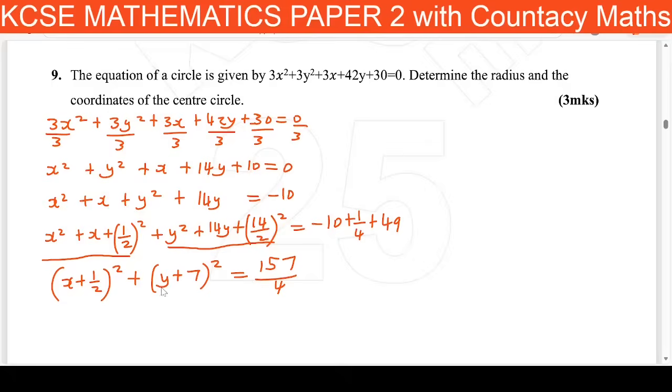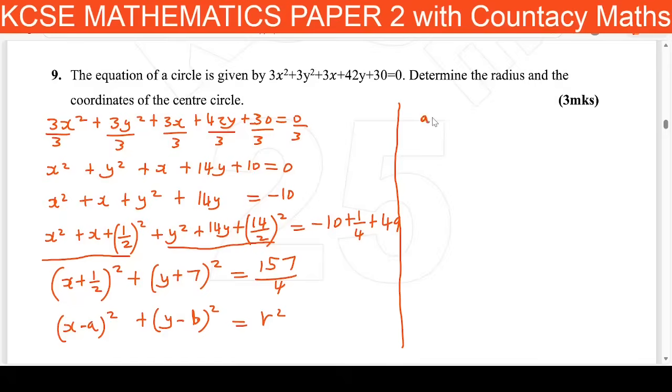So an equation of a circle looks like this: x minus a squared plus y minus b squared is equal to r squared. This is the standard form of the equation of a circle. So we go ahead and find, we already have x directly like that, y like that. Now what remains for us is to find the value of a.